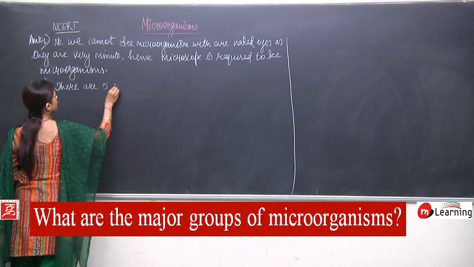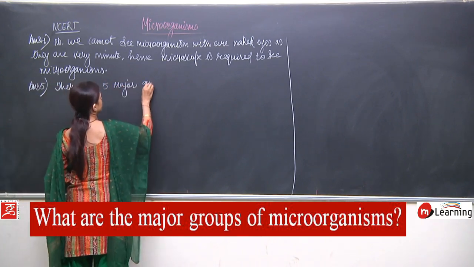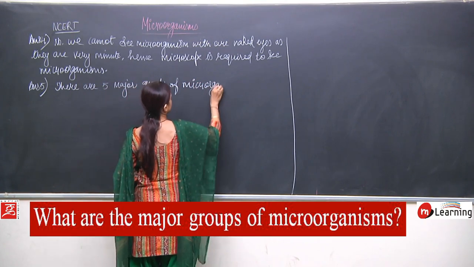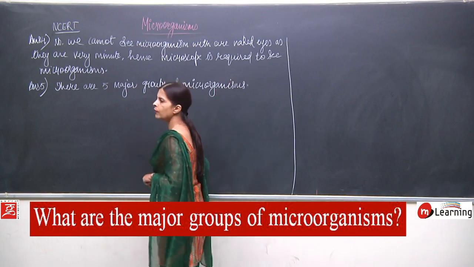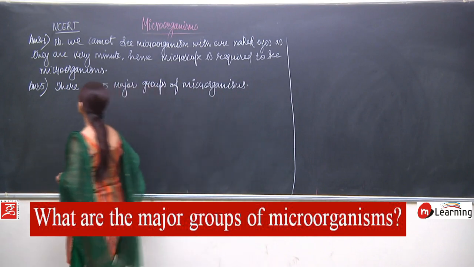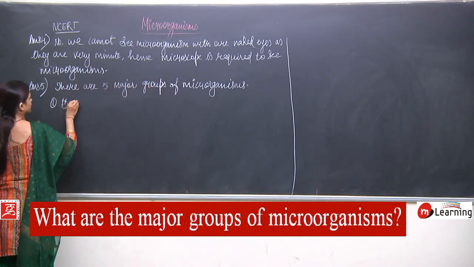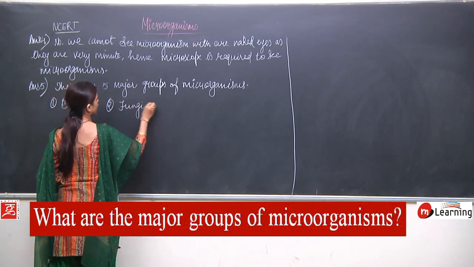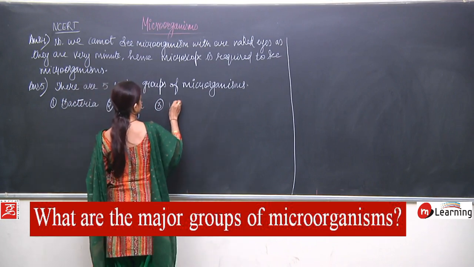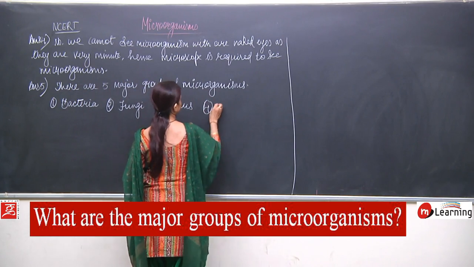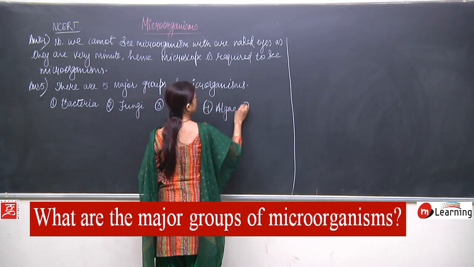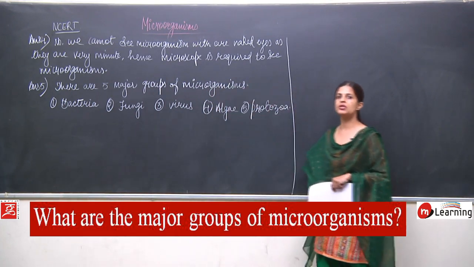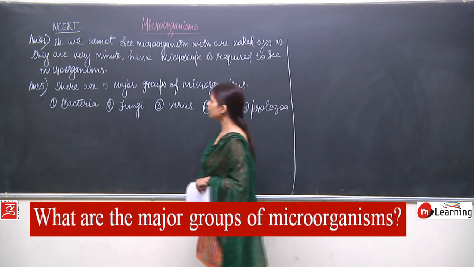And we know very well, we have discussed all these groups. So the first one is bacteria, then fungi, the third one is virus, algae, and the fifth is protozoan. So these are the five major groups in which the microorganisms are divided, and we have read all these groups in detail.